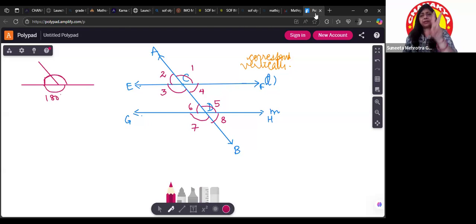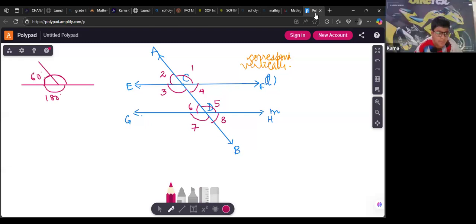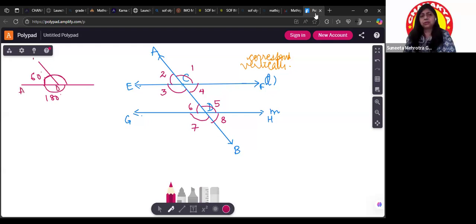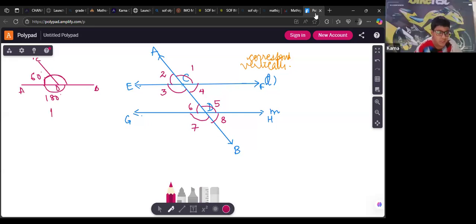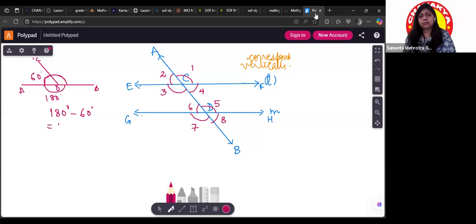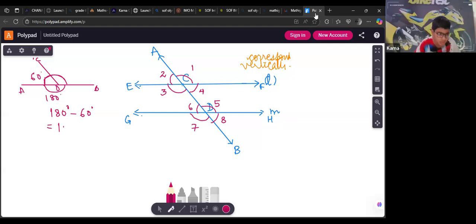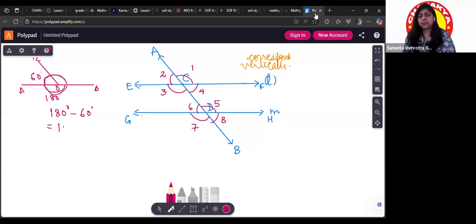Okay. Suppose a straight angle is bisected. Suppose this is 60 degrees. So what about this angle? Ma'am, acute angle. This is O, A, B. Suppose this is A, B, C. Ma'am, COD will become an obtuse angle. This is an obtuse angle, the measurement of the angle.